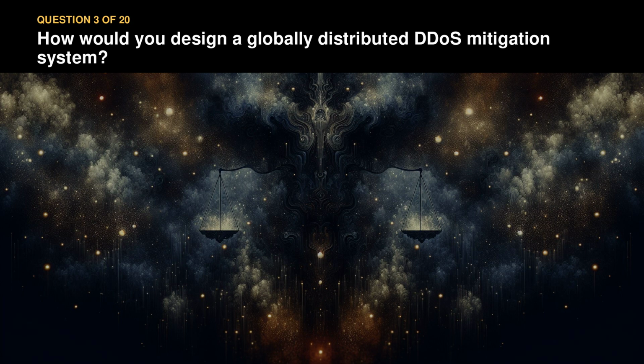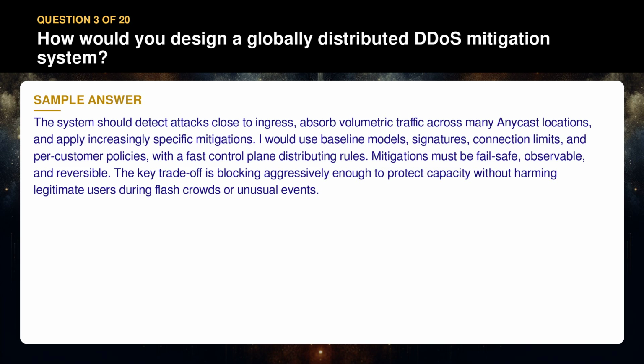Question 3. How would you design a globally distributed DDoS mitigation system? The system should detect attacks close to ingress, absorb volumetric traffic across many Anycast locations, and apply increasingly specific mitigations. I would use baseline models, signatures, connection limits, and per-customer policies, with a fast control plane distributing rules. Mitigations must be fail-safe, observable, and reversible.